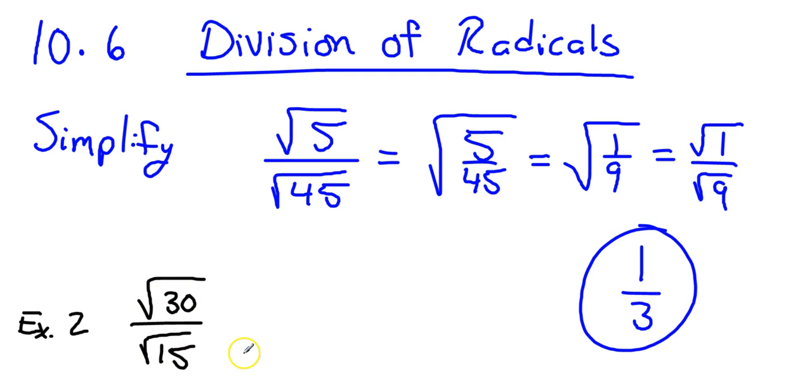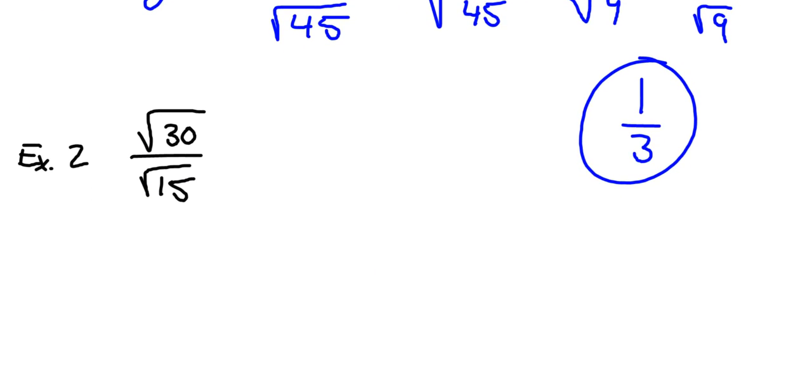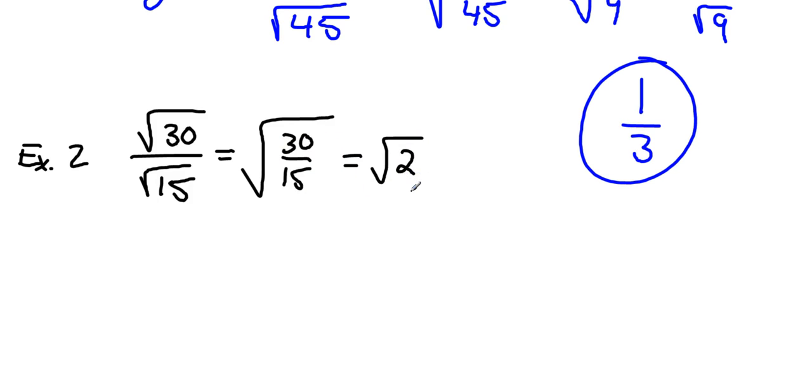Okay, for the second example, let's do square root of 30 over square root of 15. Again, you can either leave it as two separate radicals, or they tell you to think about it as one fraction, the square root of 30 over 15. Well, if you have 30 over 15, that's the square root of 2. And once you've got the square root of 2, there's nothing you can do to simplify the square root of 2, so square root of 2 would just be your answer.